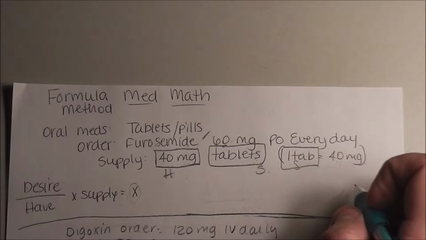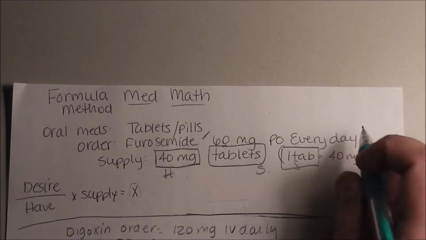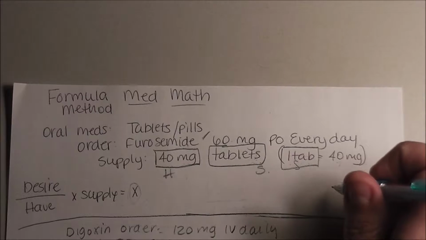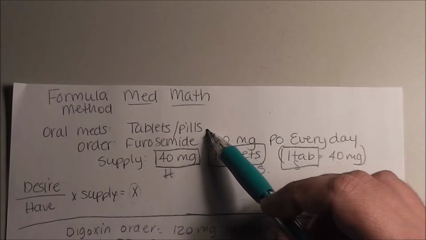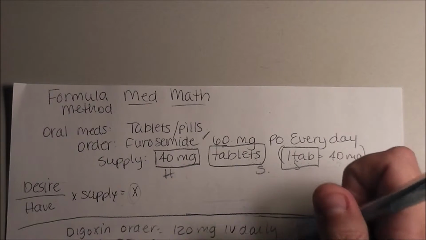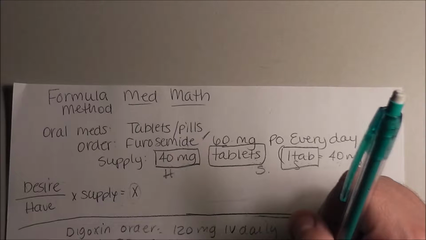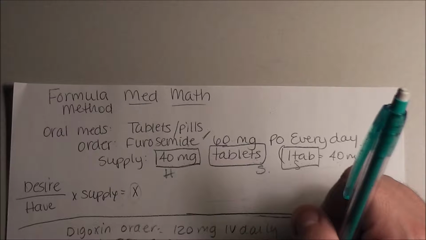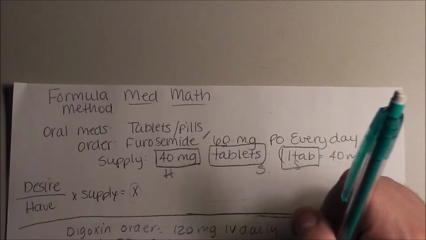And anyway, there are ratio methods, there are dimensional analysis methods. I prefer the formula method. I'm going to show you how to do tablets and pills. I'm going to show you how to do a liquid. I'm going to show you how to do IV calculations where you have to do a calculation for a drip factor. And then I'm going to show you what to do if you have to do a medication.